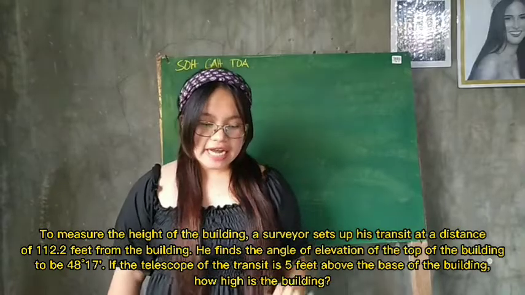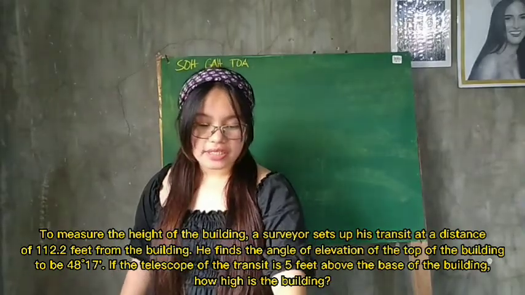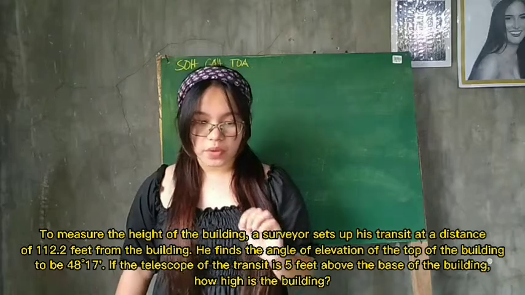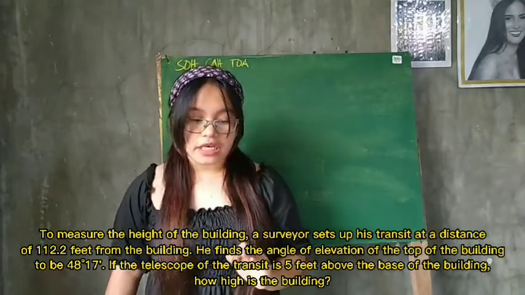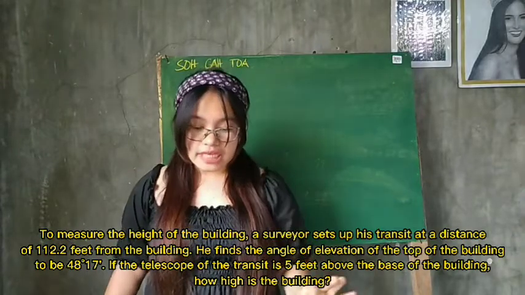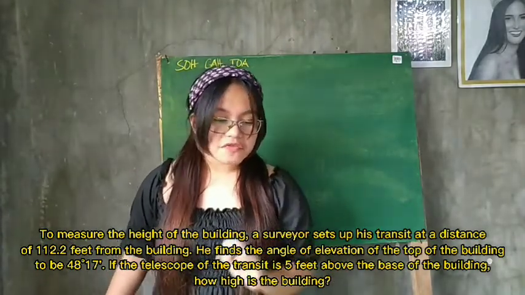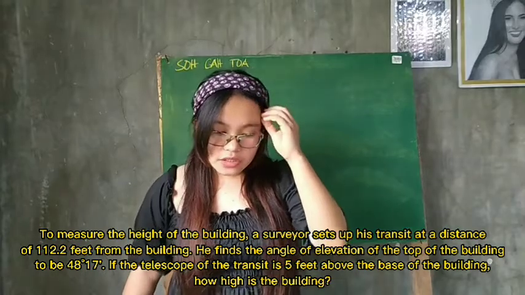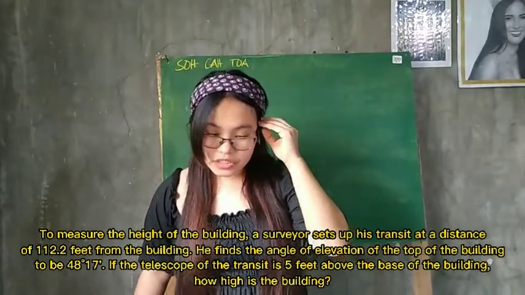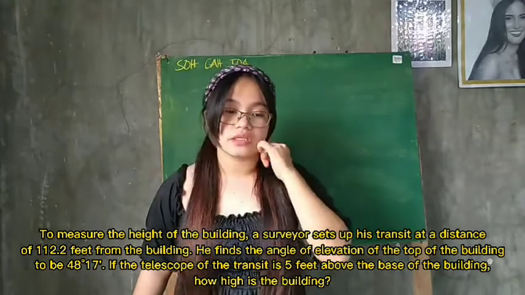To measure the height of a building, a surveyor sets up his transit at a distance of 112.2 feet from the building. He finds the angle of elevation of the top of the building to be 48 degrees 17 minutes. If the telescope of the transit is 5 feet above the base of the building, how high is the building?